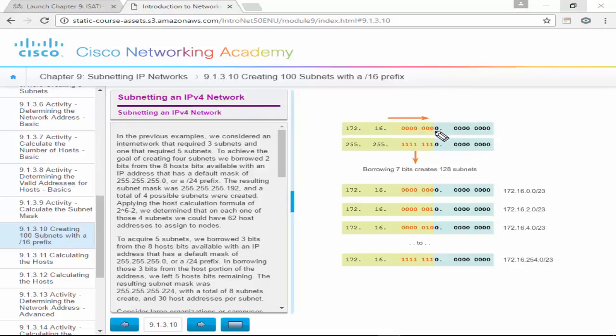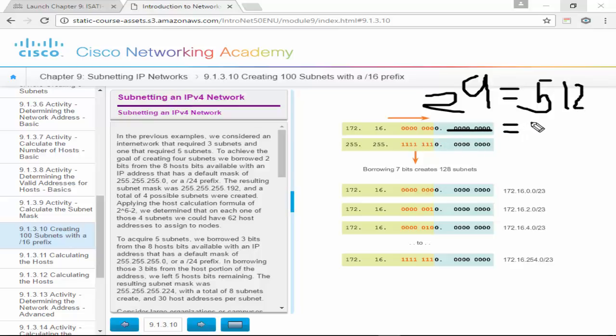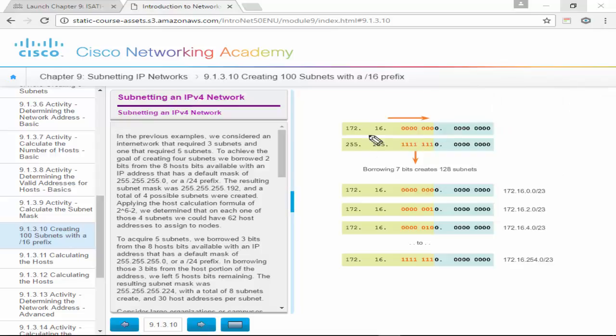So how many hosts do we have per network? Well, it's the same thing. We just count our zeros. We have 1, 2, 3, 4, 5, 6, 7, 8, 9 zeros. So 2 to the power 9 equals 512. How do I know that? Hopefully you guys have memorized that 2 to the power of 8 equals 256. If we double that, we get 512. We subtract 2 for our broadcast and network, and we have 510 assignable hosts.